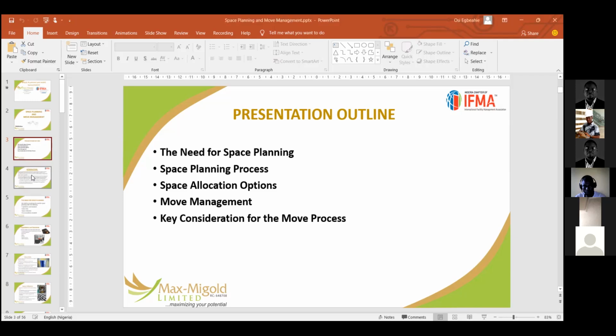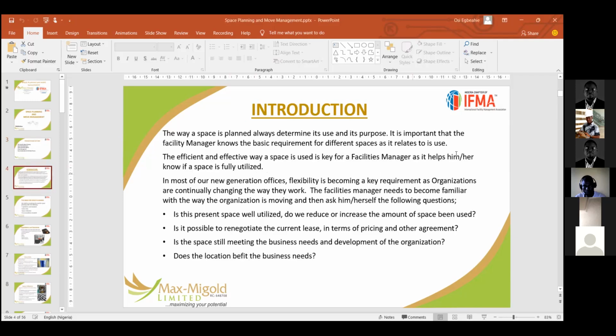Now, by way of introduction, space planning is something we look at generally to organize a space and see how it is used. The way a space is planned always determines its use and its purpose.